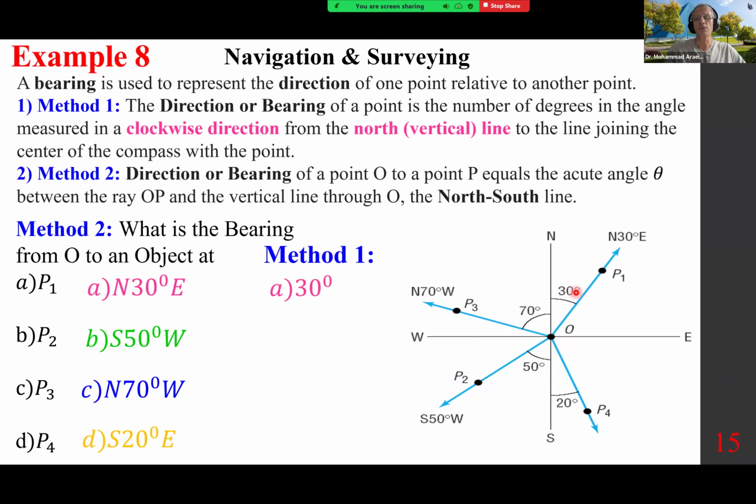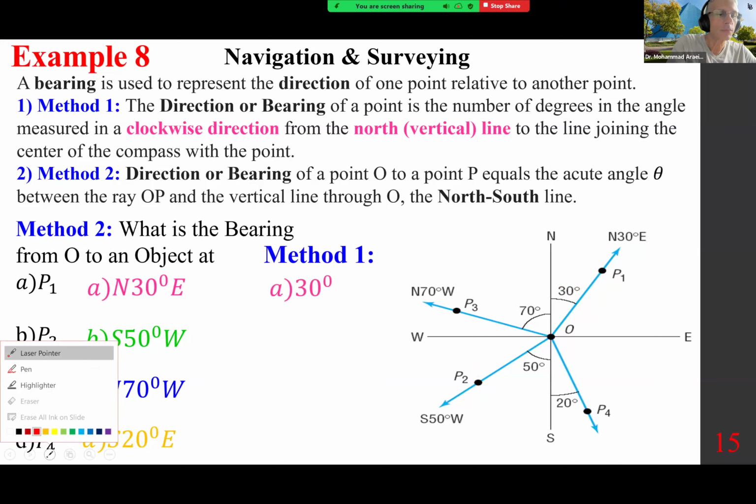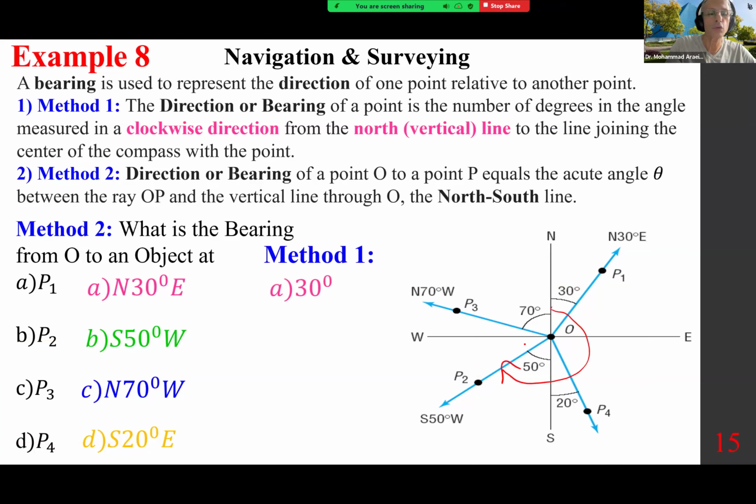But what about P2? You start from here and you go to P2. This angle, that's all you're saying, this angle. So from the positive side, clockwise, as you can see here is 180 degrees, 50 and 180, they add up to 230.